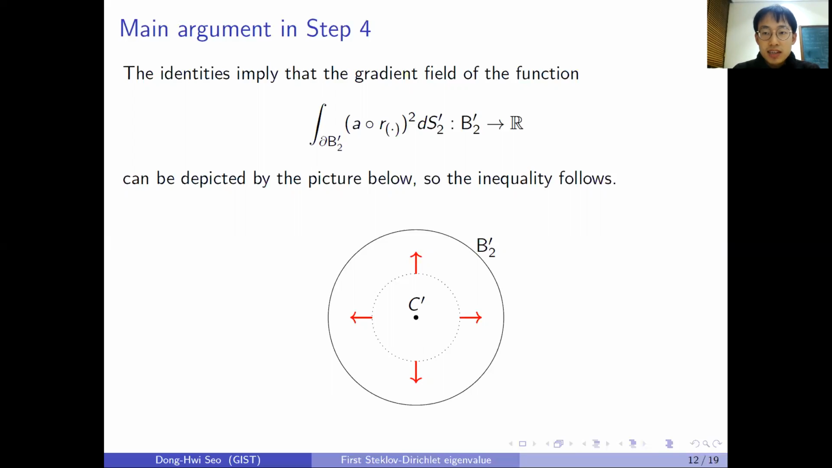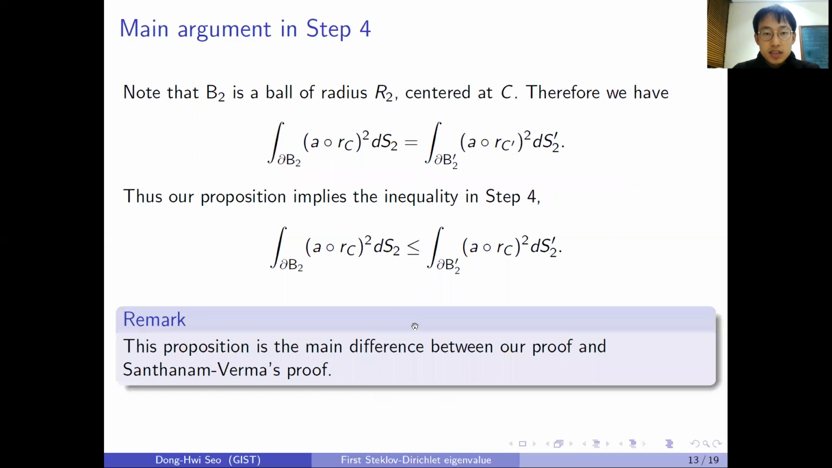So if we have that inequality, using this identity, which is obtained from the fact that C is the center of the ball B2, then we obtain the inequality in step 4. So the proof of step 4 is finished.